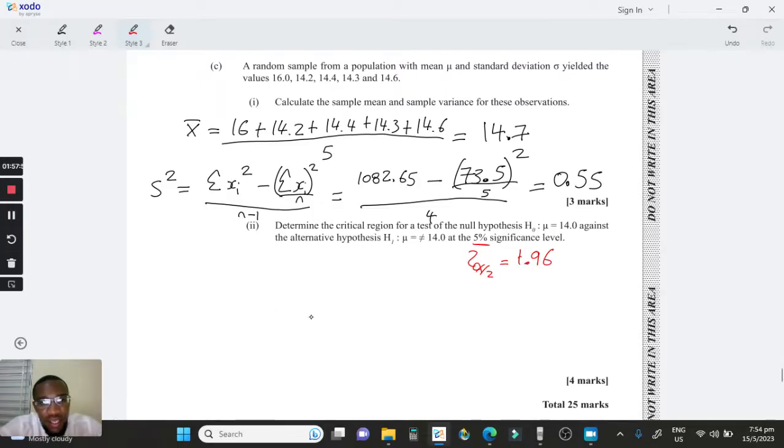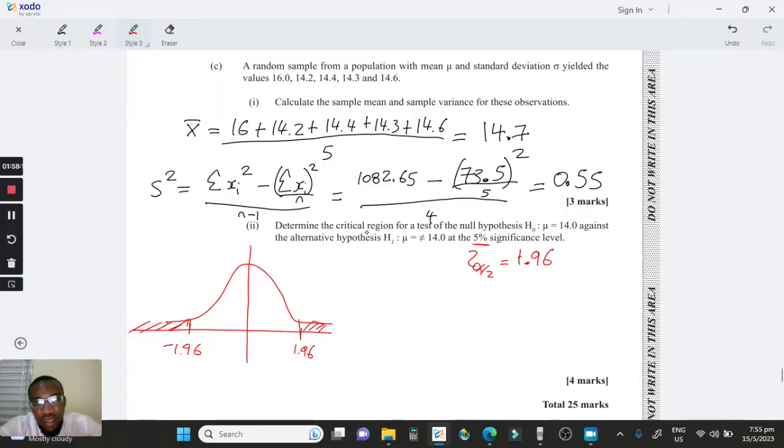All right, so in that case now, if we draw it, what we're saying then is this is 1.96, this is negative 1.96, and it's a two-tailed test. So our rejection region, determine the critical region. So our rejection region is when z, or test statistic, is less than negative 1.96, or when z is greater than 1.96. That's our answer.